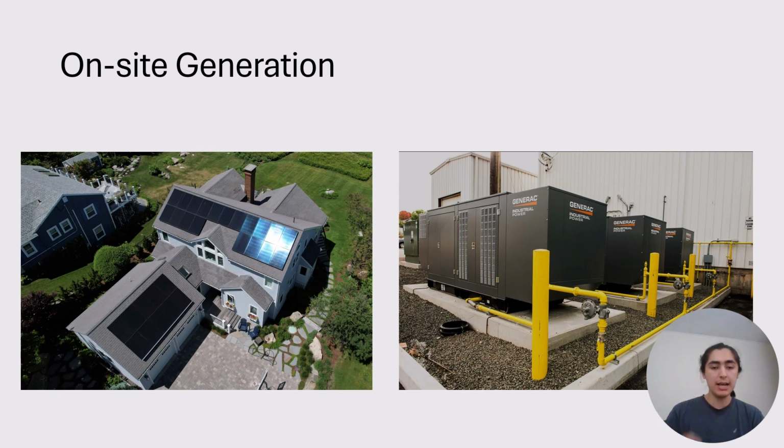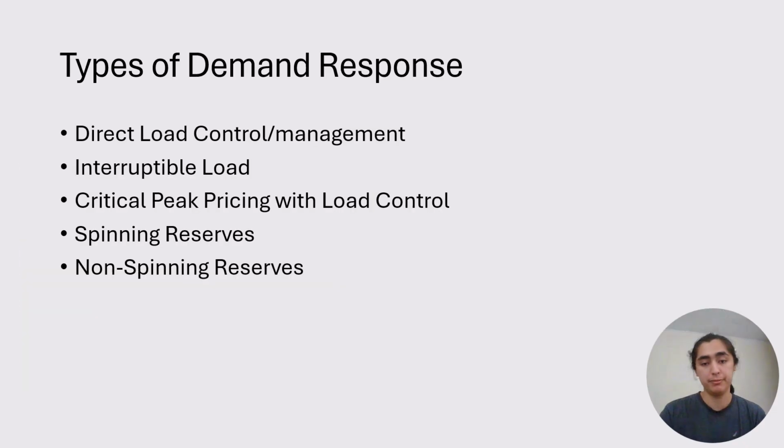The next method is on-site generation. So this is any device that can generate electricity at your home or at your business. So rooftop solar and fossil fuel generators. And all three of these methods can be done at the same time. You can have solar panels, batteries, and load curtailment all happening at once in the same place. So these methods are not mutually exclusive.